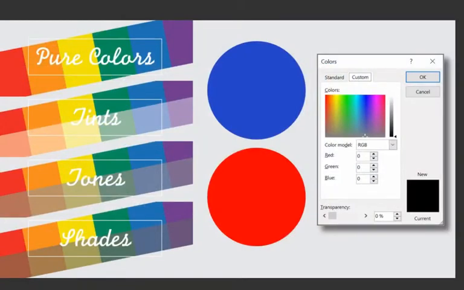Tints are if you add white to a color, shades are if you add black to a color, and tones are variations between colors. And something that I didn't point out yesterday, but you may have wondered what was going on whenever you pull up something like this in PowerPoint and you see this red, green, and blue. The red, green, and blue, once again, those are the three colors.